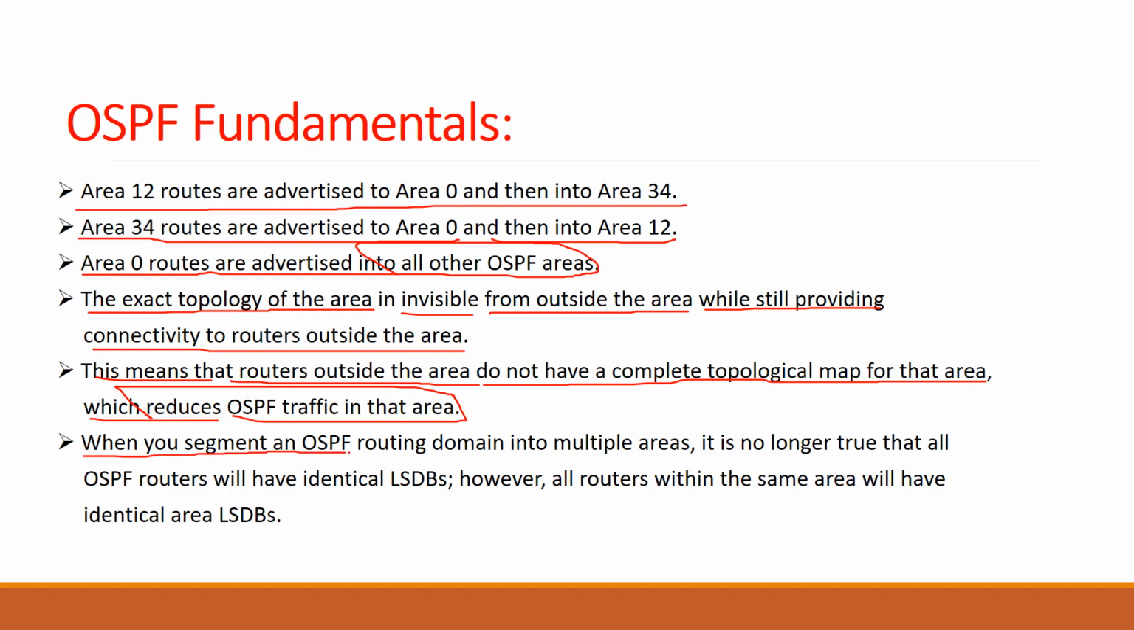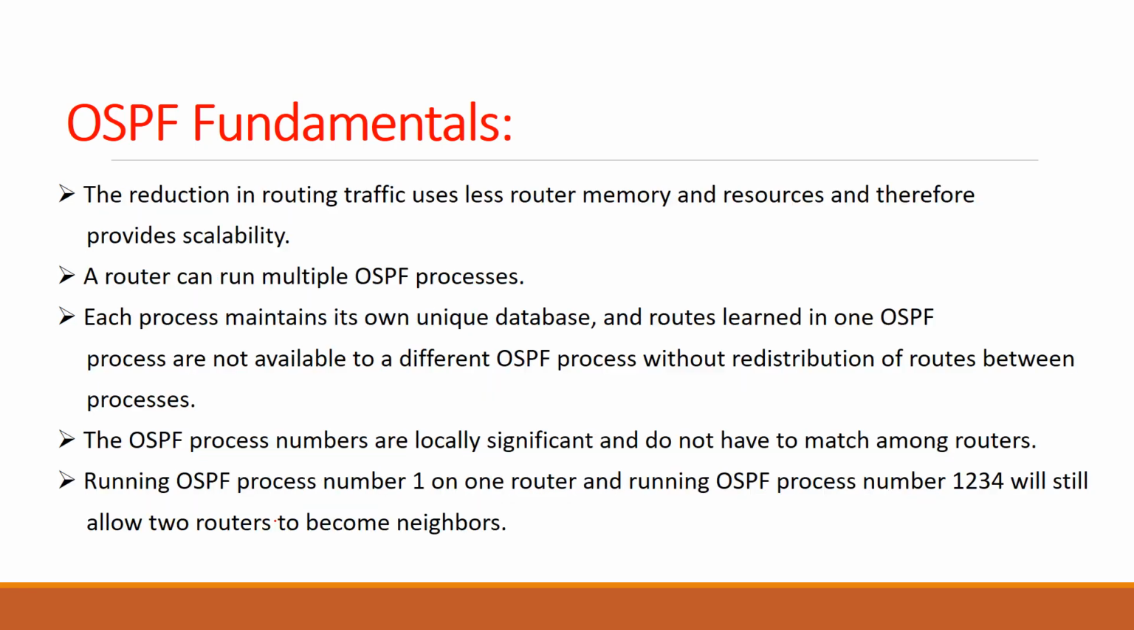When you segment an OSPF routing domain into multiple areas, it is no longer true that all OSPF routers will have identical link state databases. However, all routers within the same area will have an identical copy of the link state database inside that area. The reduction in routing traffic uses less router memory and resources, and therefore provides scalability.